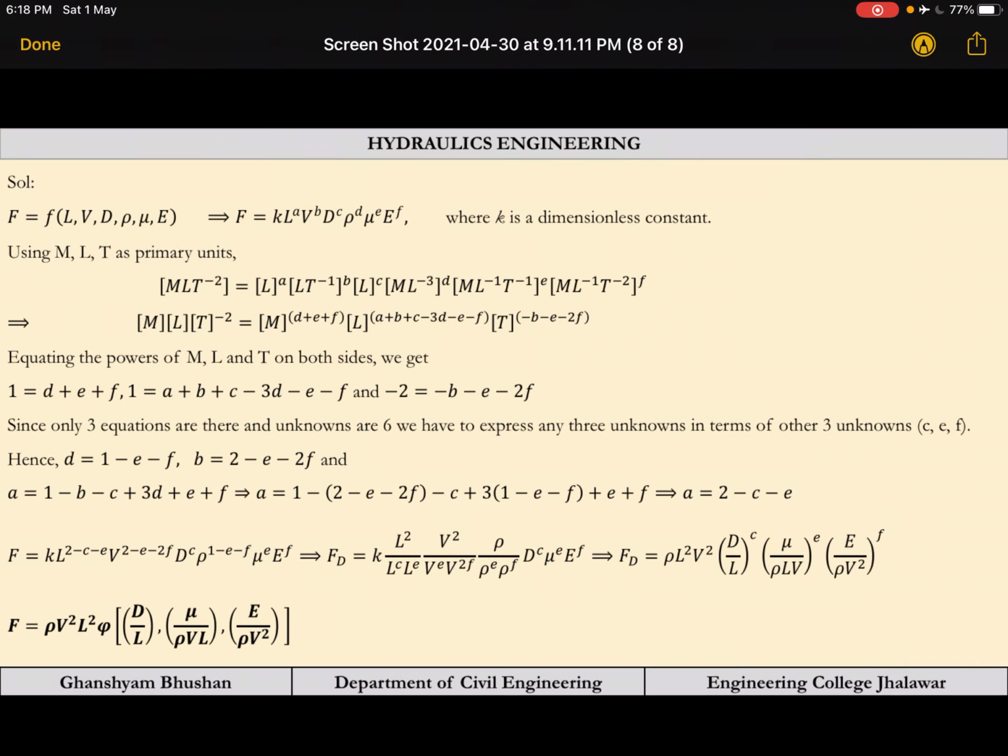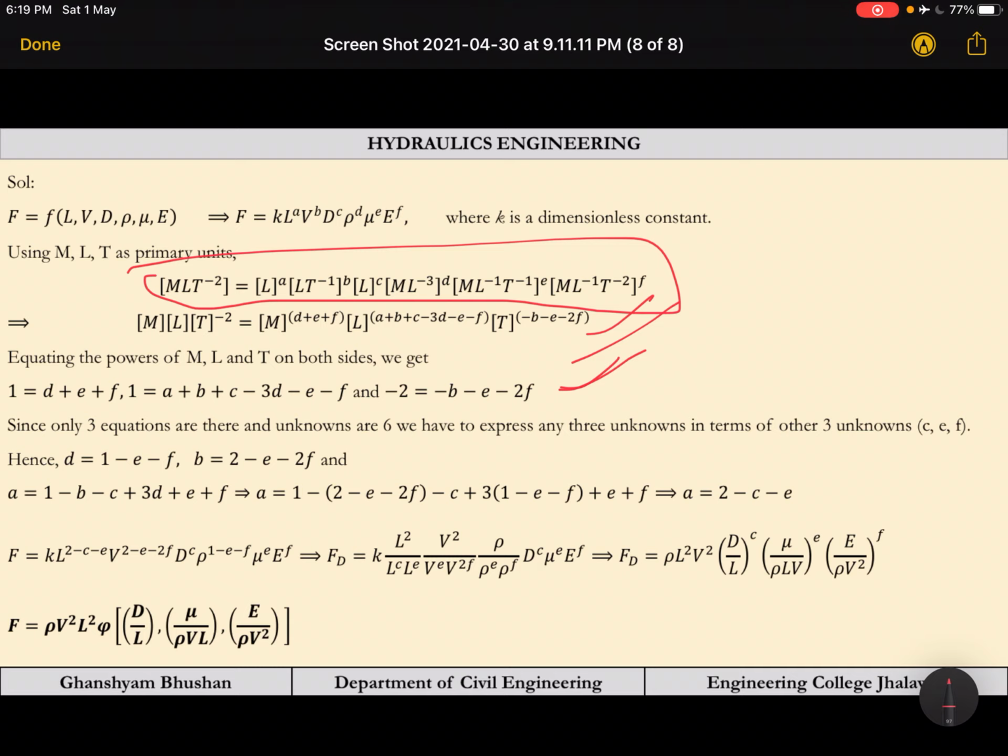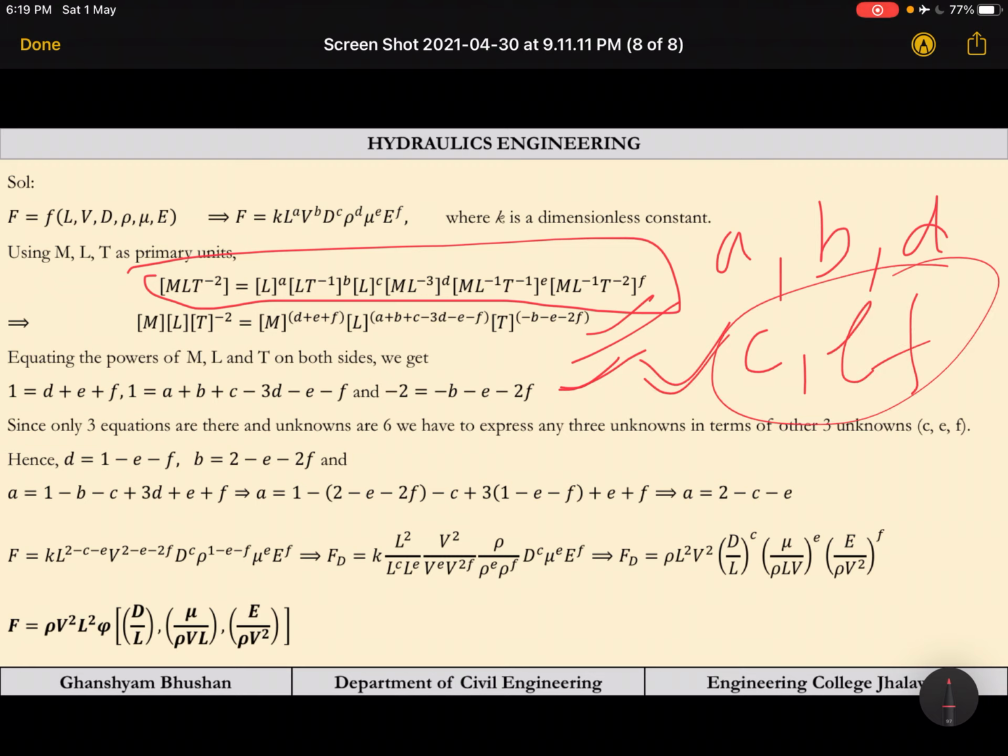We have to write the dimensions of quantities on both sides, and after that we have to equate the powers of M, L, and T. Here also 6 unknowns and 3 equations. So what we are going to do, we will be expressing A, B, and D in terms of C, E, and F. So these are independent parameters we are assuming, and these are dependent parameters. After solving all the quantities, you will be getting D is 1 minus E minus F, B is 2 minus E minus 2F, and A is 2 minus C minus E. So you can see the only unknowns are in terms of C, E, and F.